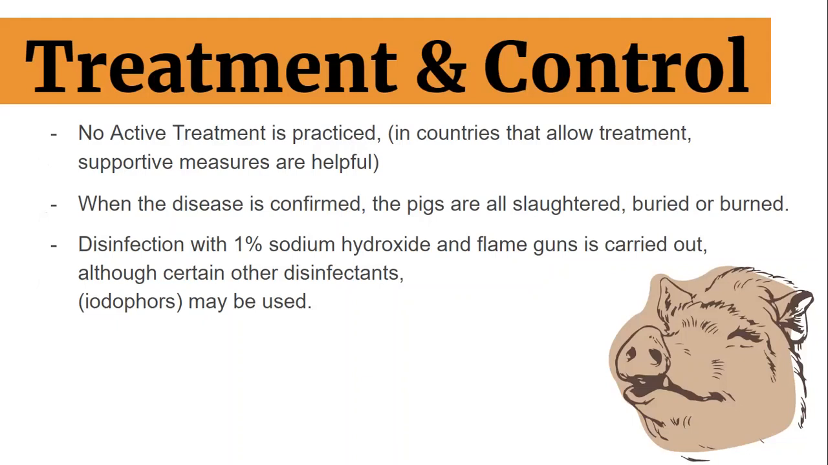Treatment and control. There is no specific antiviral therapy for SVD, though in countries that allow treatment, supportive measures may be helpful. Outbreaks are controlled by quarantining infected farms and regions, tracing pigs that may be exposed, culling the infected, burying or burning the carcasses, and disinfection of the affected premises with 1% sodium hydroxide and flame guns, though other disinfectants like iodophores may be used.